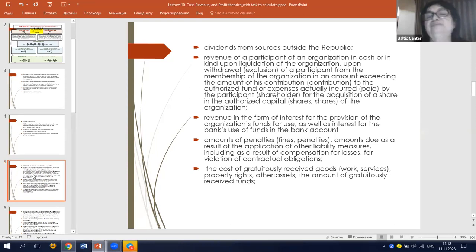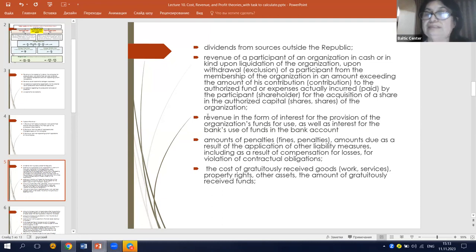And also the dividends from sources outside of the Republic. Revenue of participants of the organization in cash or in kind upon liquidation of the organization. It can be a withdrawal of a participant from the membership of the organization. Some workers can be hired or some workers can be fired too, so it also has an influence.